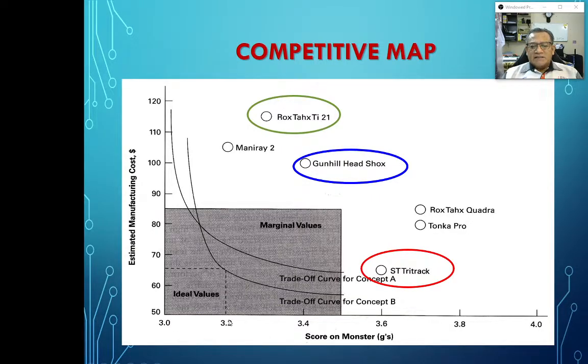From the x-axis from 3 to 4, you plot, for example, a 3.2 score on Monster G, right? You could produce a fork at around perhaps 67 US dollar per fork, right? So you plot the G value against the estimated cost of manufacturing. So this is perhaps work for concept B of your fork.